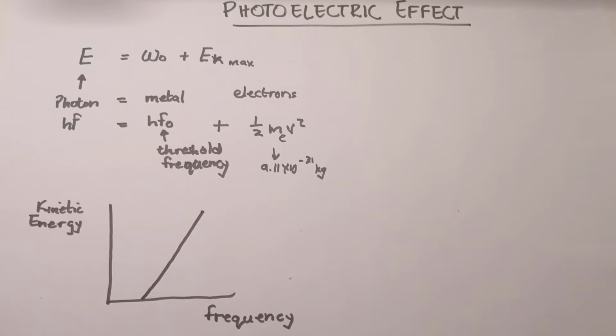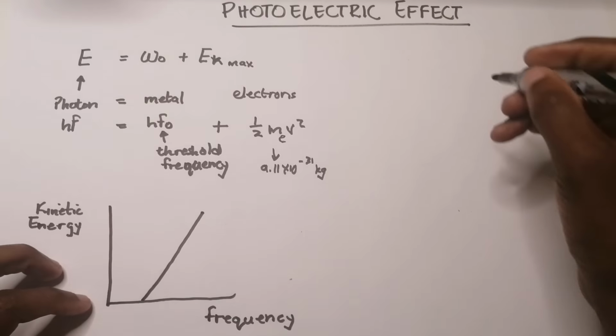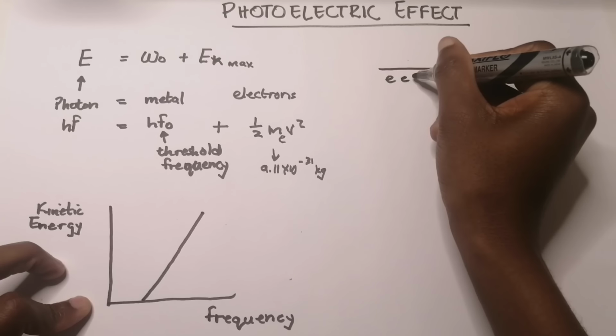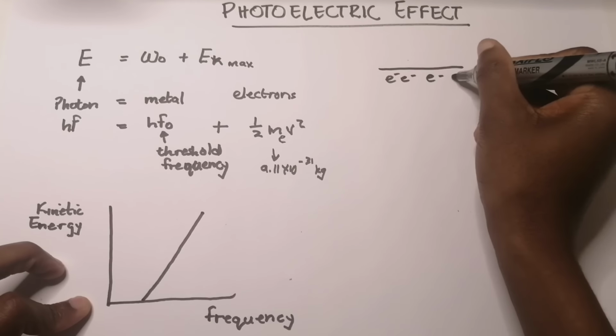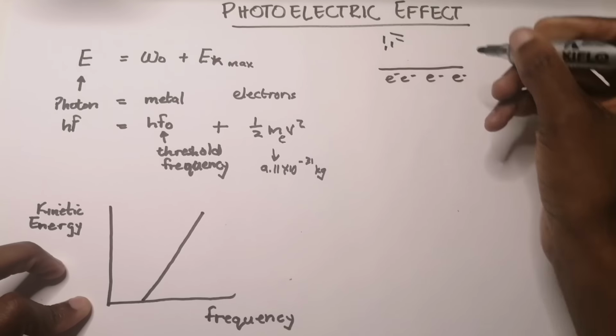Let me just explain that a little bit. So suppose we had a metal, okay, right? Suppose we had a metal, and this metal of course has electrons, and let's irradiate some light onto it. Here's our metal. There's electrons typically in that metal, and let's just irradiate some light onto it.